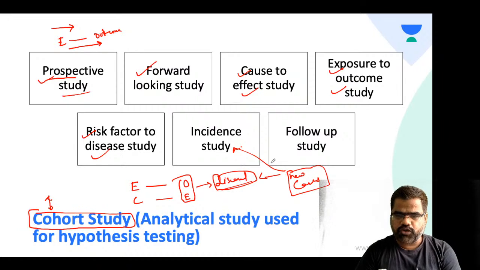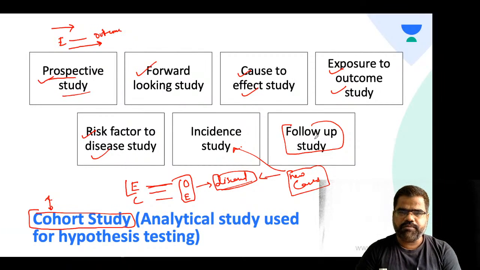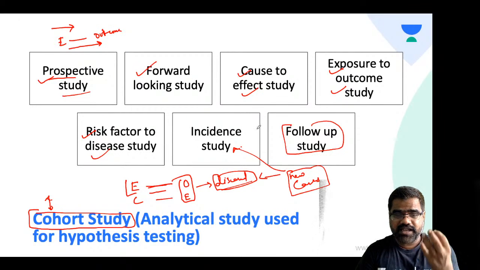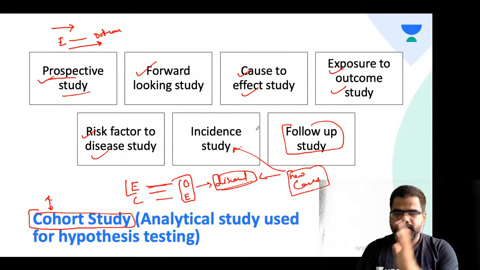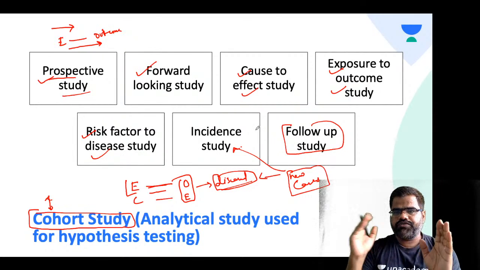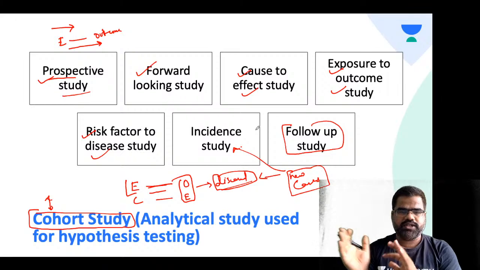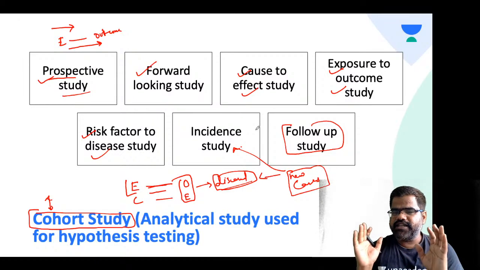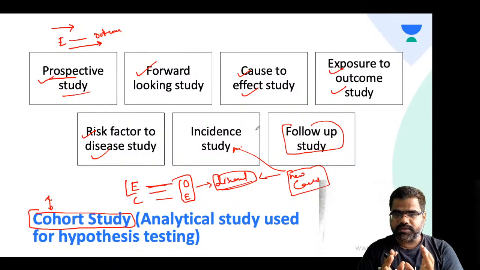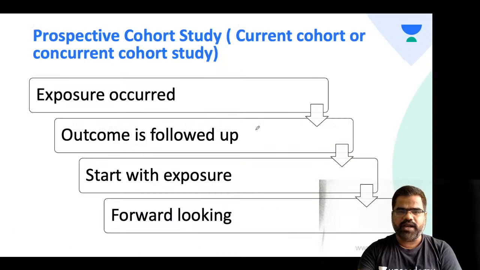And you are doing a follow-up. You are moving from exposure to outcome. So you are doing a follow-up, so it becomes follow-up studies. You see, seven boxes are there. Seven boxes help us to understand the inherent principle of cohort study. No? It moves forward, prospective, cause to effect, exposure to outcome, risk factor to disease, incident study, follow-up, everything you can make it out. Now let's take one by one.